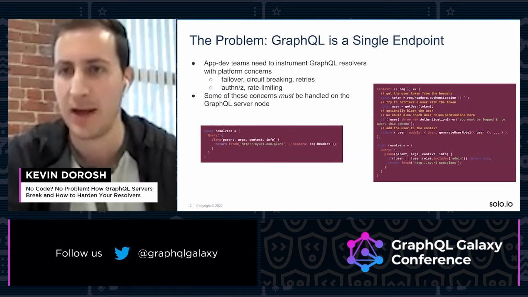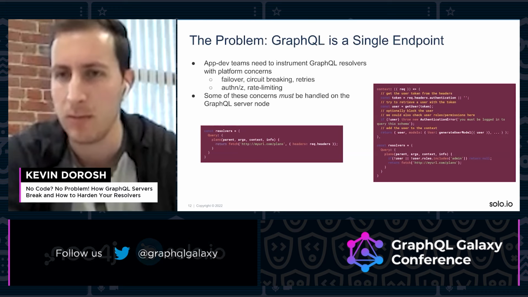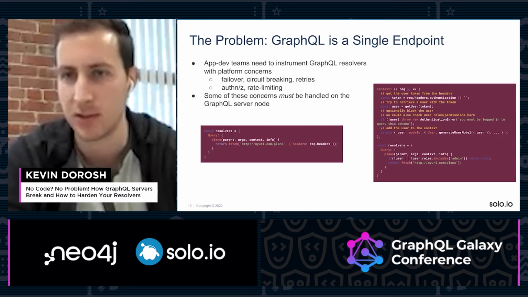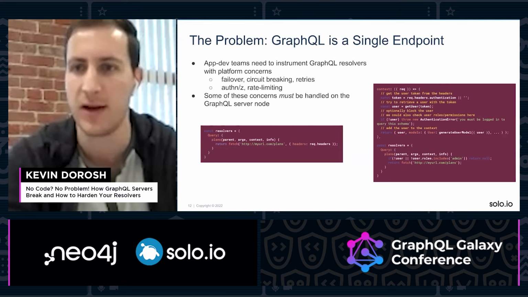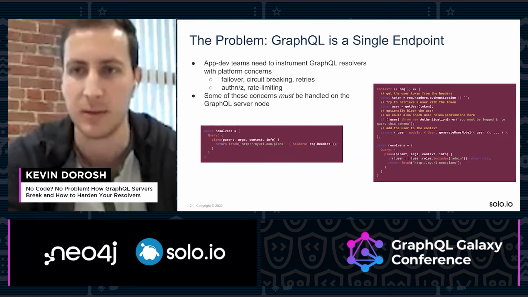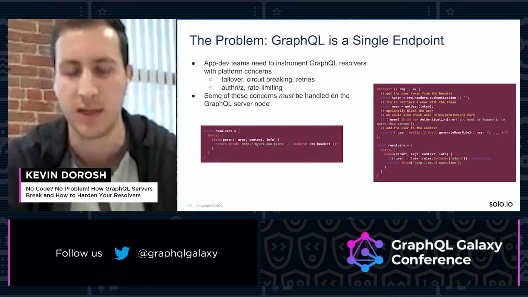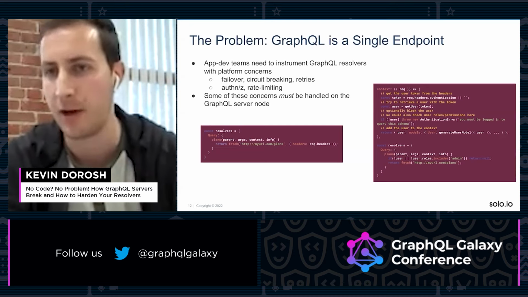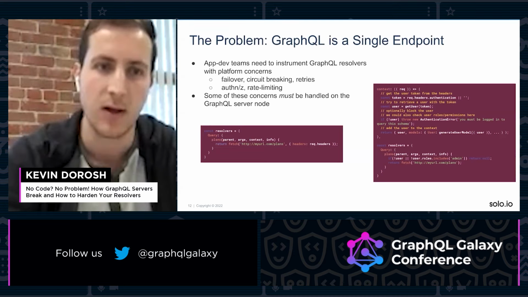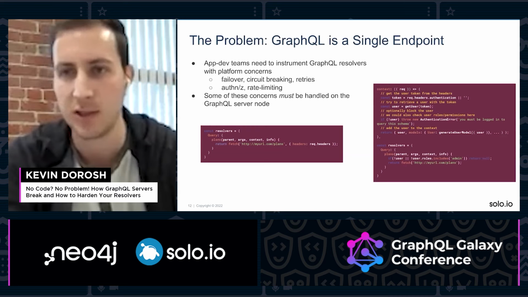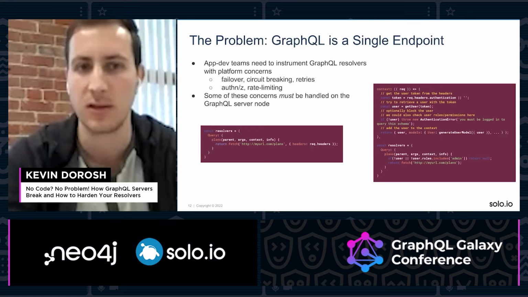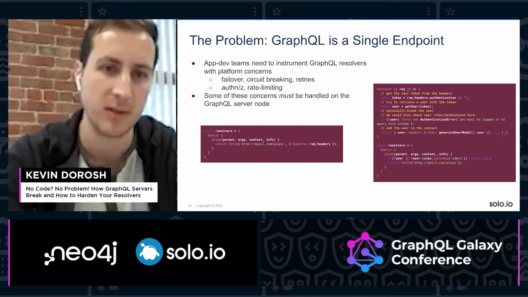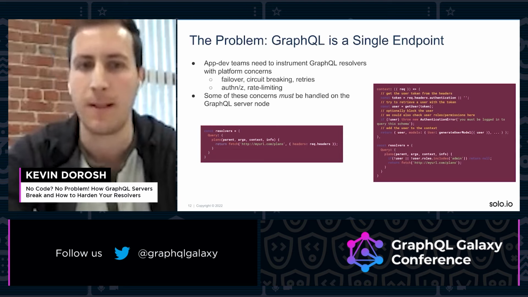Just kind of stepping back. We looked at circuit breaking here as an example, but the problem here is that GraphQL is a single endpoint. It's a single server living on a node that has to be responsible for a lot of responsibilities before sending requests to downstream services. So if I'm operating a GraphQL server and implementing resolvers, sometimes I have to instrument them with things like failover concerns, circuit breaking, like we just talked about, a retry policy, authorization, authentication, rate limiting.